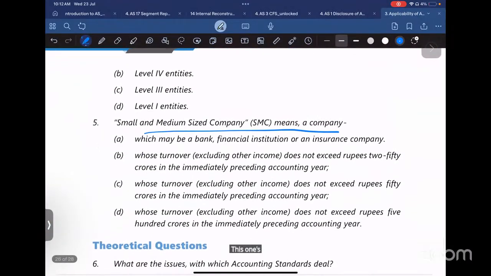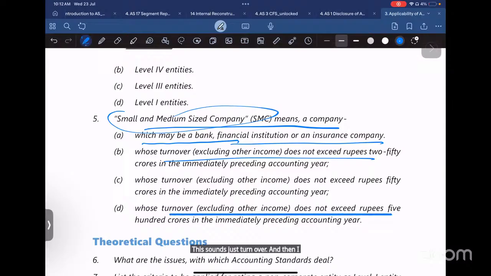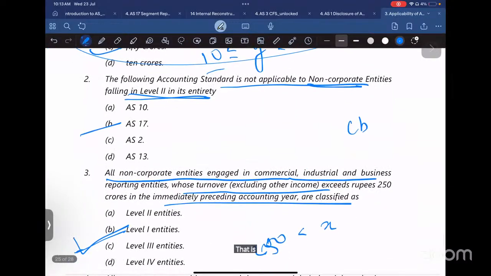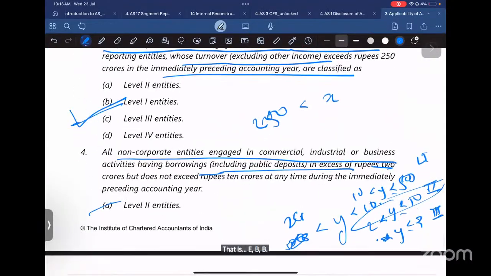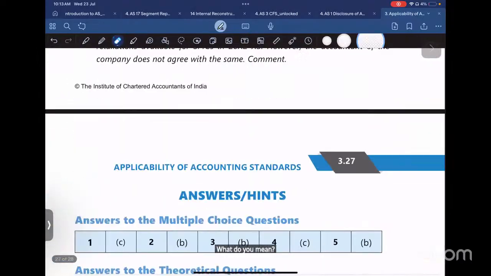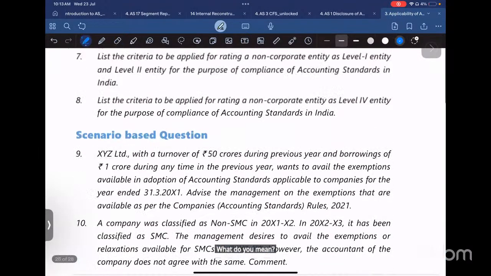SMCs mean a company whose turnover and borrowings do not exceed 250 crore. So the answer you will see is EDB, EB.